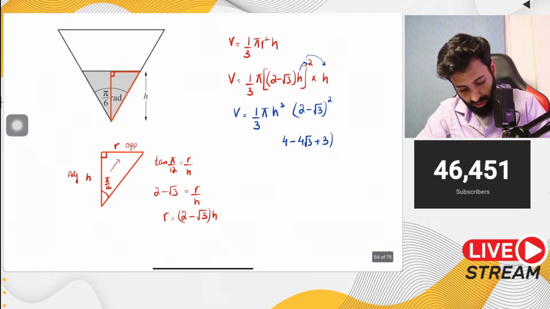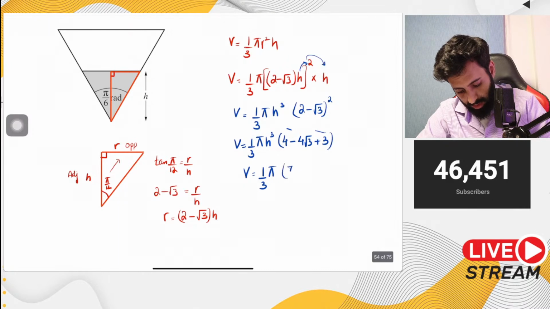Someone was just asking where this 7 minus 4 under root 3 came from. So I hope you have found the answer to your question. 4 plus 3 is 7. So this is what we're looking at. 1 upon 3 into pi, 7 minus 4 under root 3 into h cubed. There you go. That's your answer.